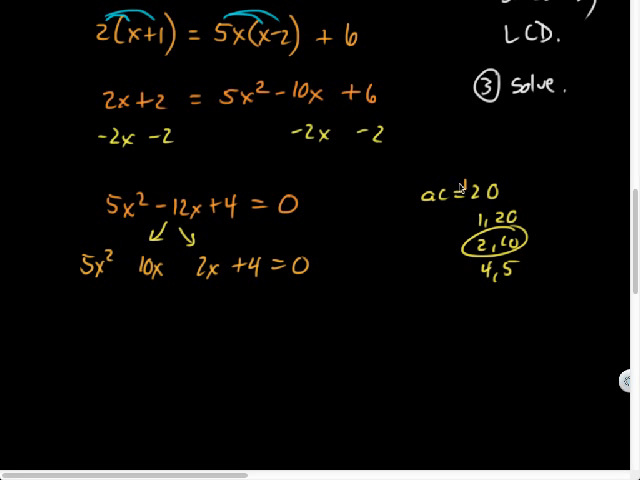Negative, negative. They have to multiply to be positive, so their signs are the same, and add to be negative. So negative, negative. And negative 10 plus negative 2 is negative 12, so that works out. And now, of course, I do the factor by grouping. Between these two, I could steal a 5x.